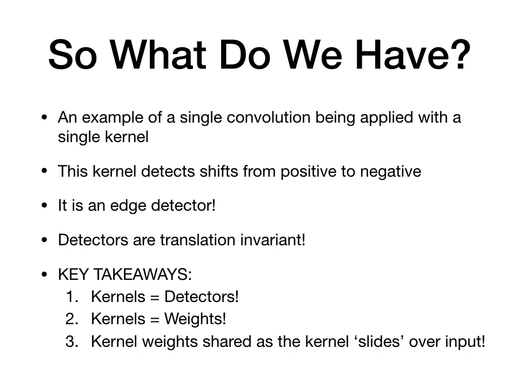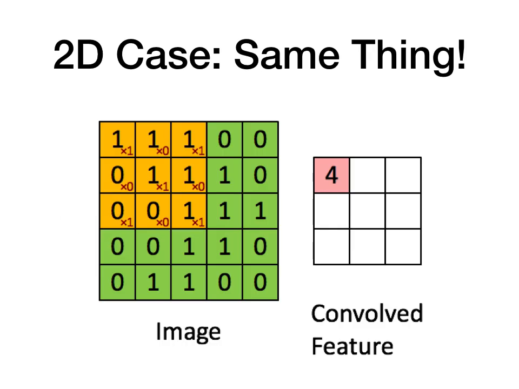So what do we have here? This is an example of a single 1D convolution being applied with a single kernel. What this kernel does is detect shifts from positive to negative. So it's essentially an edge detector. And this is really cool because we have an equivalency here between kernels and detectors. A kernel is a detector. So now let's take this and apply it to the 2D case and see what we do then.